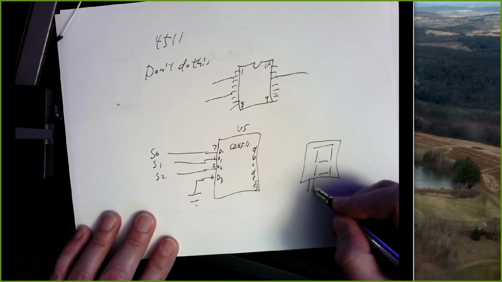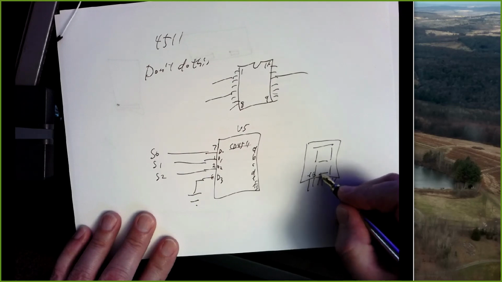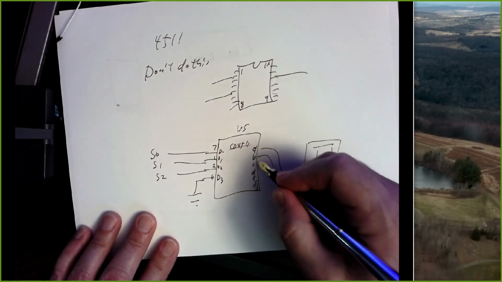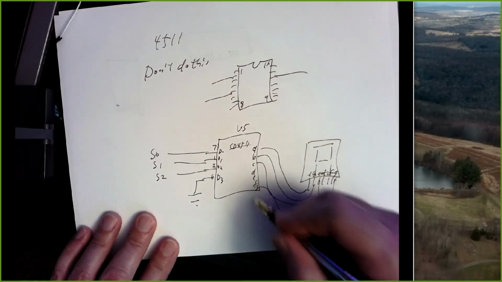And, you know, label those accordingly. A, B, C, D, E, F, G. And then make your connections. Draw it neater than I'm drawing it here.